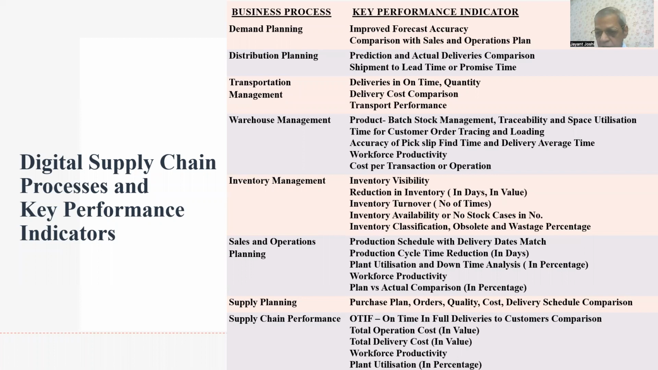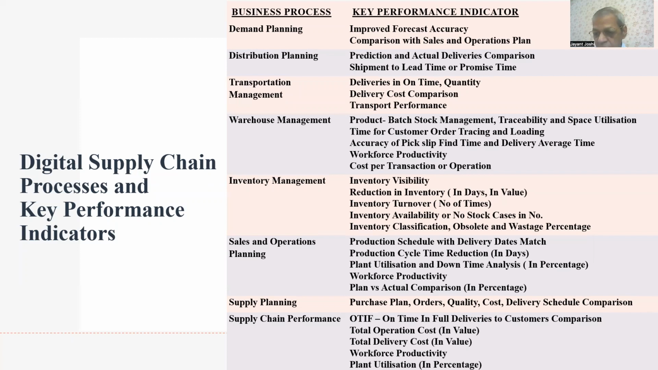Then in some cases, you have a customer order, but the inventory is not available. So there are no-stock cases. How many such cases are happening? What are the reasons for that? And then can we bring it down and manage the orders and availability? So these are the considerations that should be there.